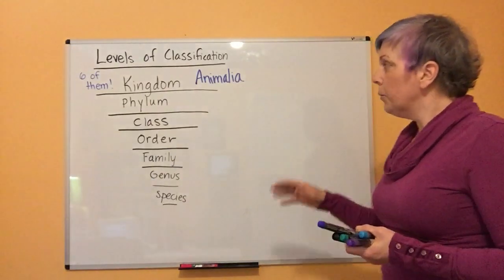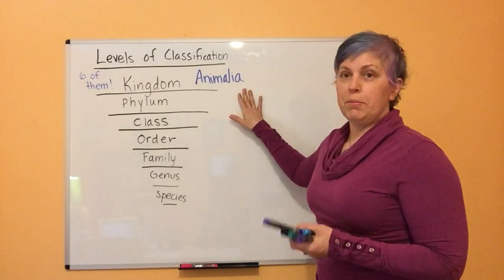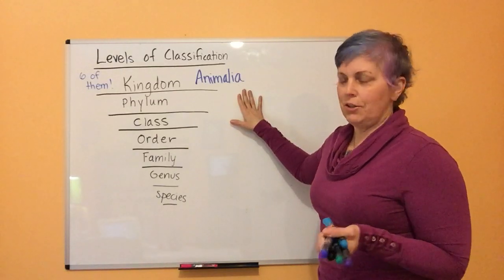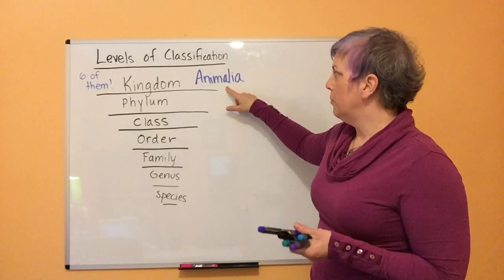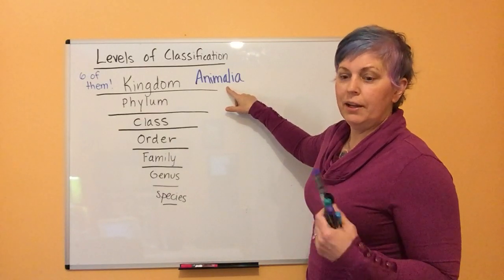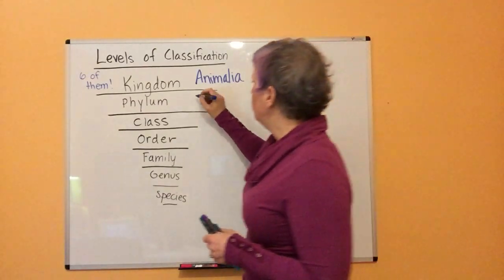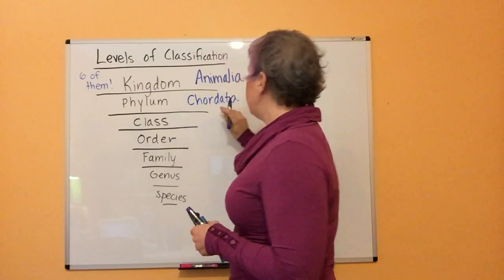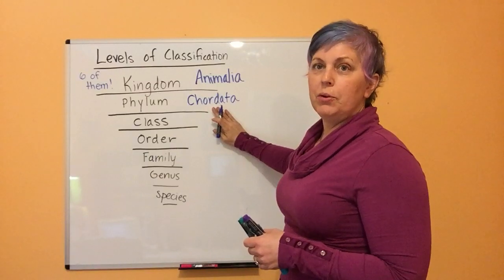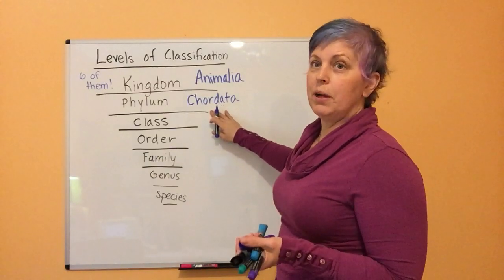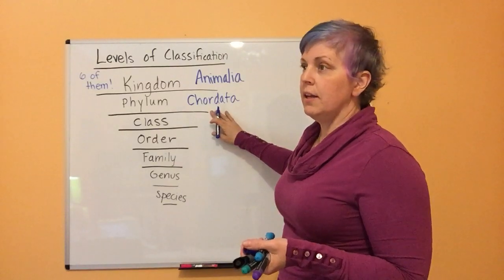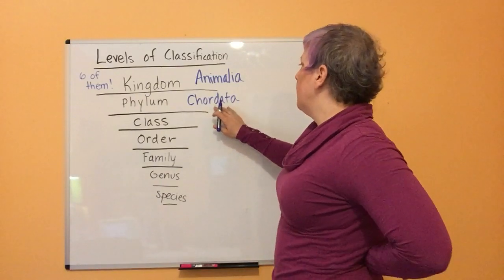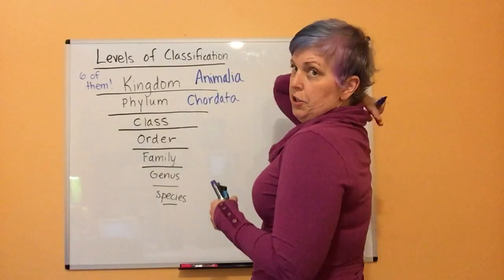So we're going to go down here, and I'm going to classify one of my favorite animals, which is the dog, just the common domestic dog. So they are in the kingdom Animalia, just like you and I. Their phylum is called Chordata. And what this means is that they have a backbone. So you are also in the phylum Chordata, along with snakes and fish and any animal that has a backbone. Okay, a chordata is a chordate. It refers to your backbone.